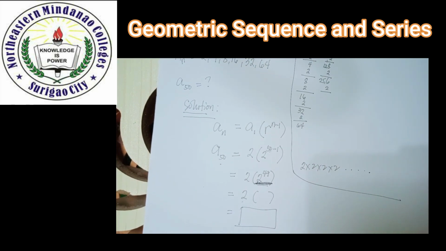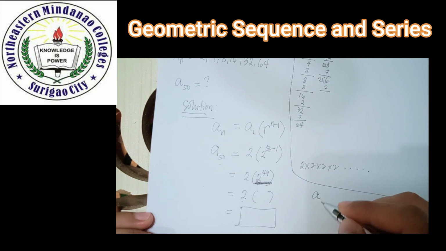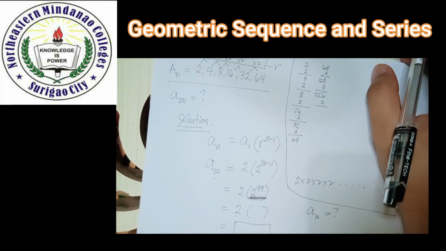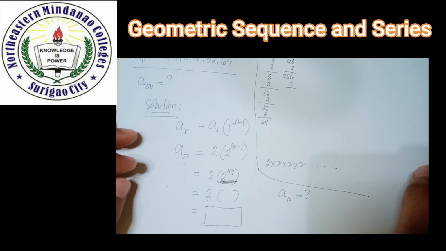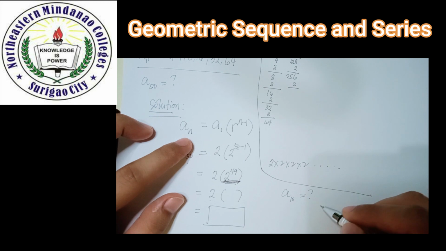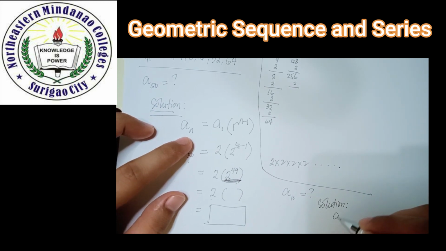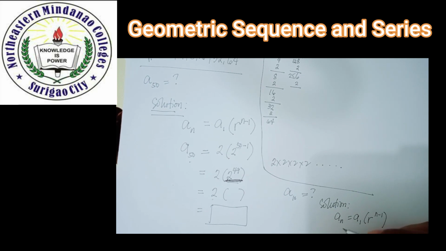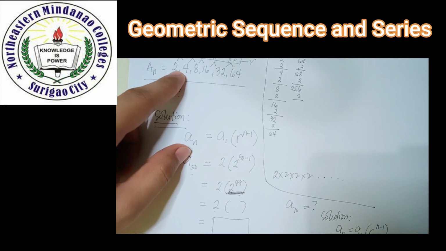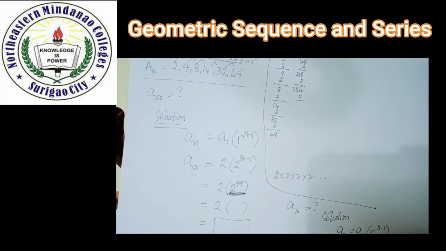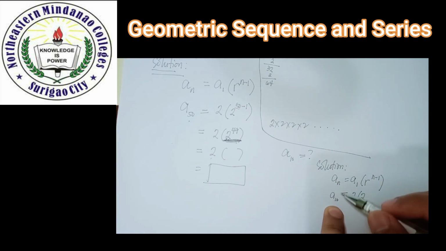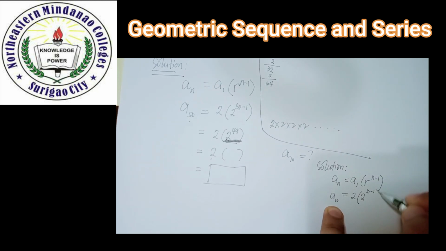So what if we have A sub 10 missing from this geometric sequence? We have to follow the formula. A sub n equals A sub 1 times R raised to n minus 1. So our A sub n is A sub 10. A sub 1 is 2, times our R, which is 2, raised to the power of n, where n is 10. So 10 minus 1.